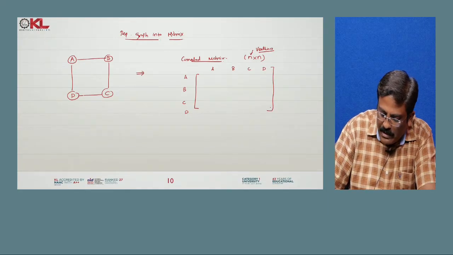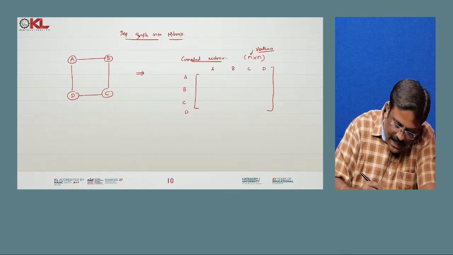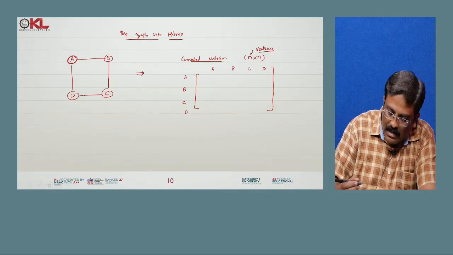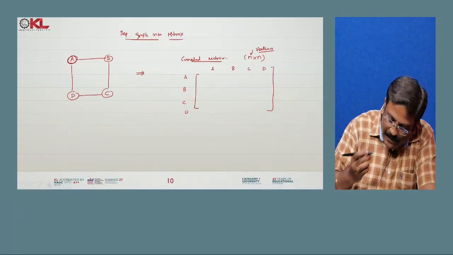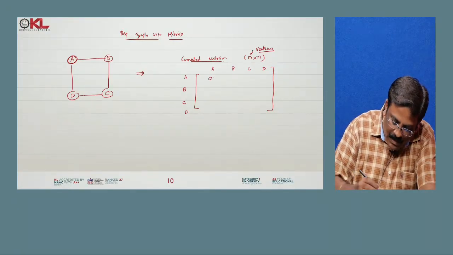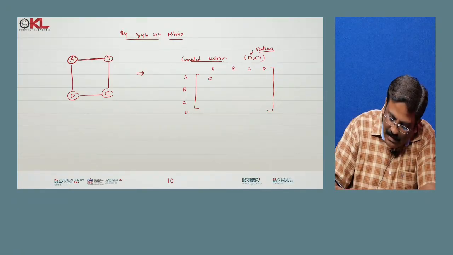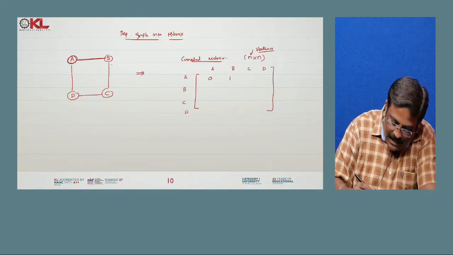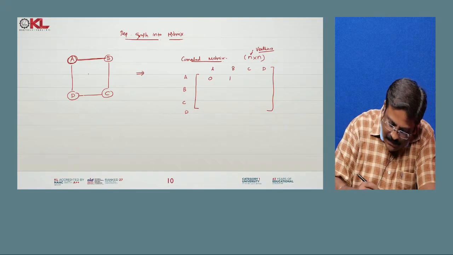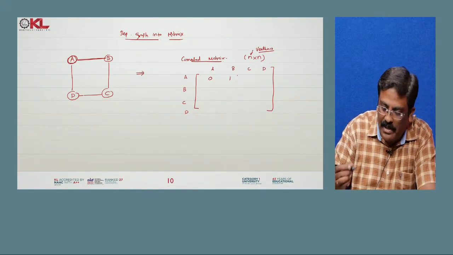We can close it. So A to A there is no connection. A to A there are no edges existing because it's a self representation, it is not available. So we can write 0. A to B there is a connection. So we can write 1. And A to C, is there any connection available? No. There is no direct connection available.